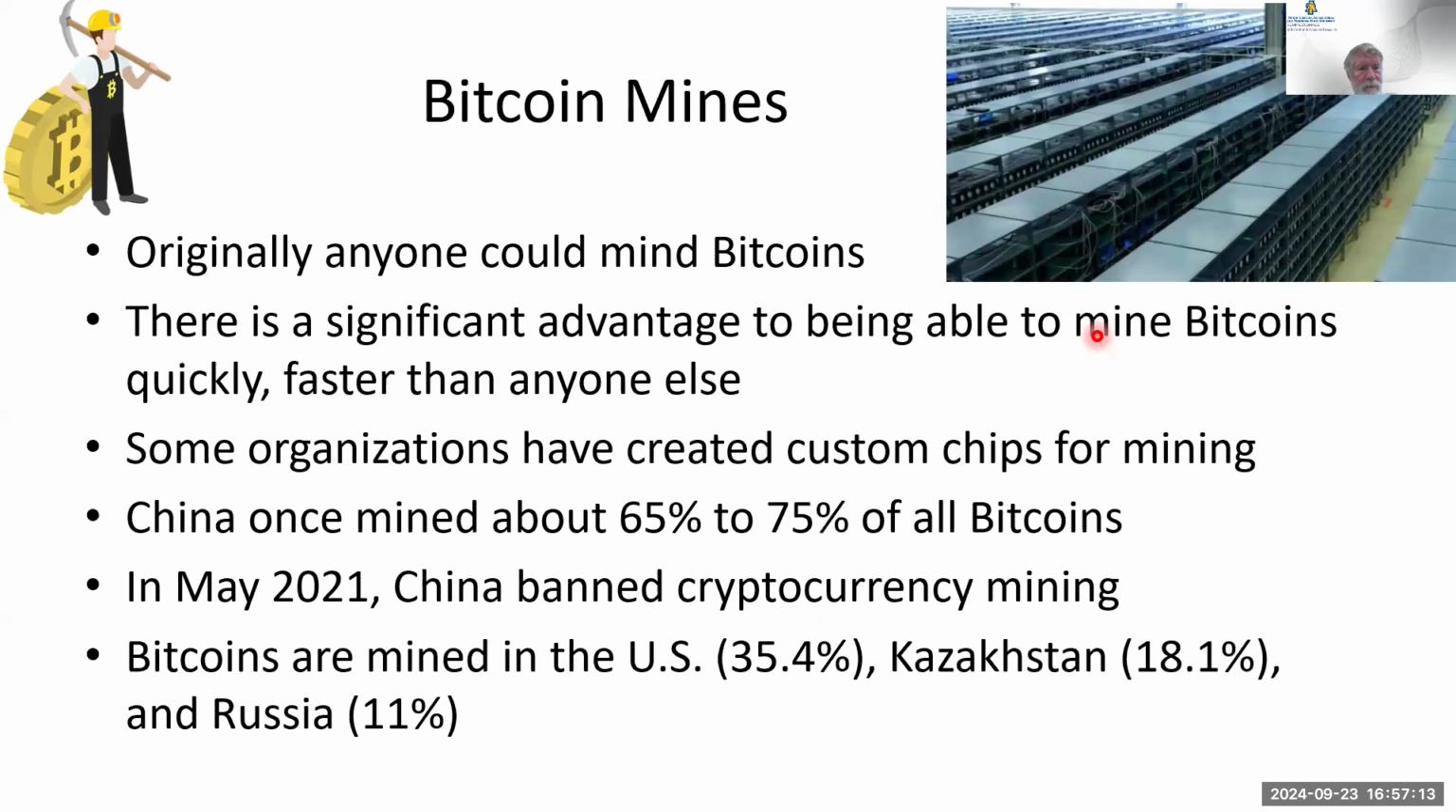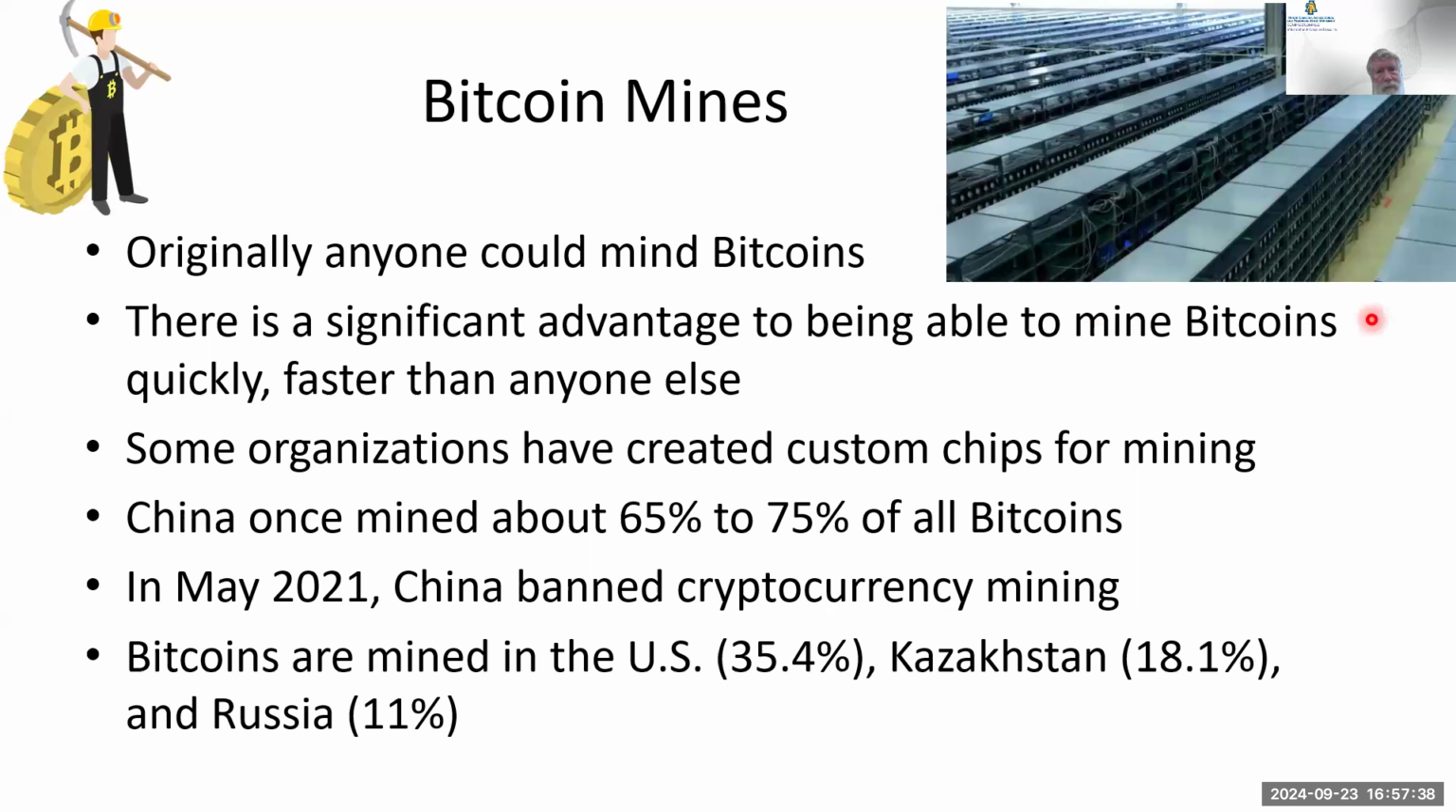All this is done by Bitcoin mines. Originally, anyone could mine Bitcoins. It's always been a race. When a new value is put on there, the miners are the people who go out and try to find the proper value, a hash that works. And it's a race. Who finds it first? The organization that finds it first gets the reward for mining.